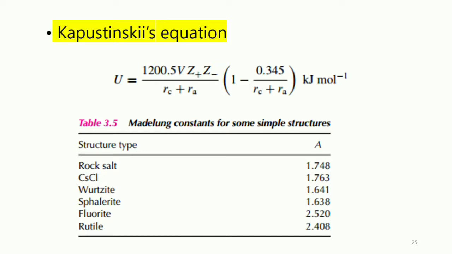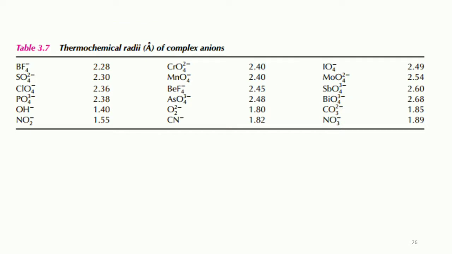In cases where lattice energy was known from Born-Haber cycle calculations, which we will discuss in the next lecture, the Kapustinskii equation was used to derive values for ionic radii. This has been particularly useful for complex anions, such as sulfate SO4 2 minus and phosphate PO4 3 minus, whose effective size in a crystal is difficult to measure by other methods.